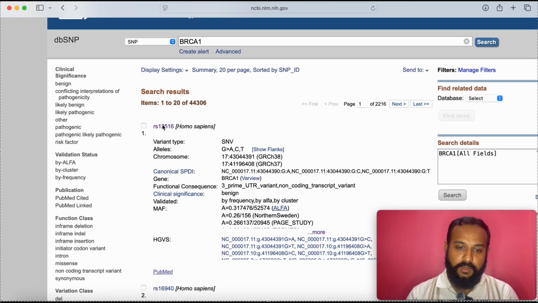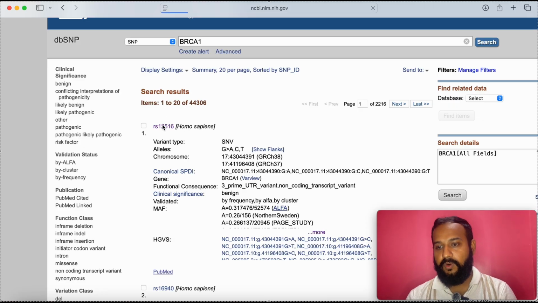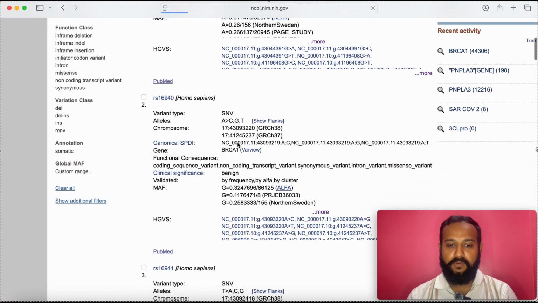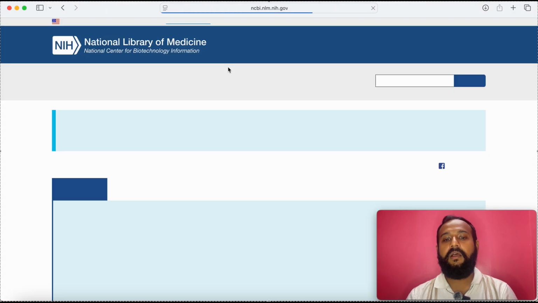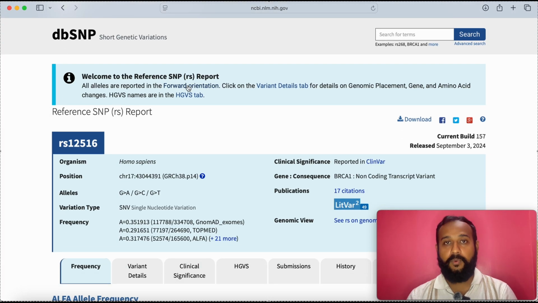Let's go inside this and see what we can extract from here, or what kind of information it provides us. You can go to all of the different types of SNPs that are there for this particular gene, which have been reported all across the globe. Different studies find different types of variants with different locations.